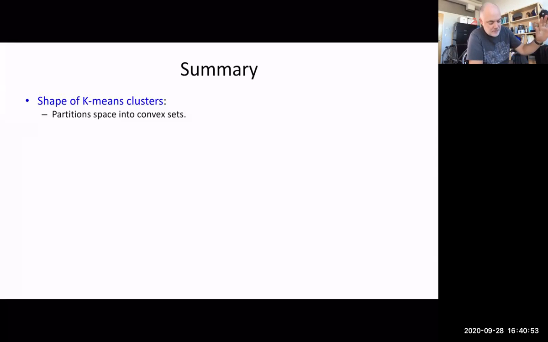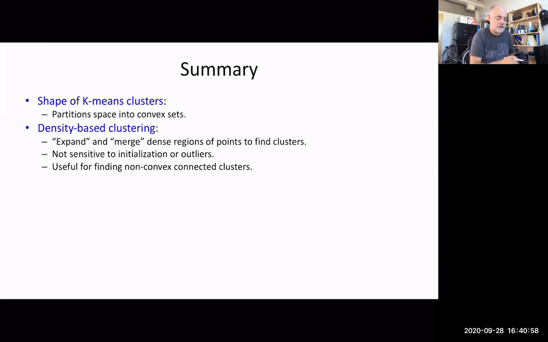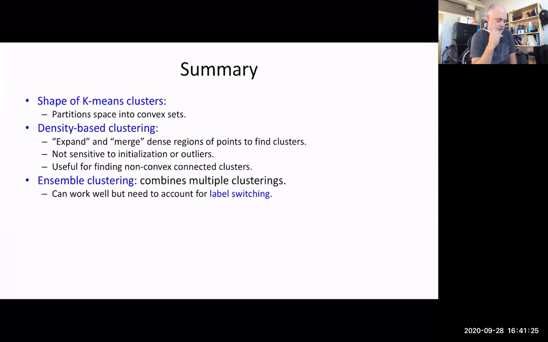But today's summary is, we talked about the shape of K-means clusters. We partitioned space into convex sets. We said maybe that's not the right inductive bias for clustering because it's not going to give us clusters that are non-convex. So what do we do? Maybe we could do density-based clustering, which is a non-parametric form of clustering. We gave an algorithm for doing it, which expands and merges dense regions of points to find clusters. It's not sensitive to initialization or outliers, and it's useful for finding non-convex connected clusters.